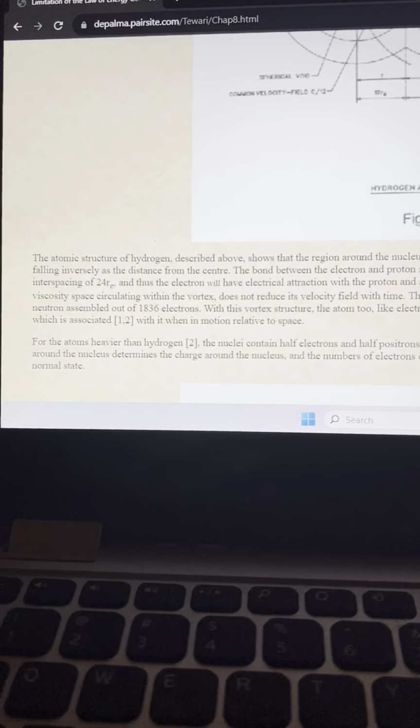For the atoms heavier than hydrogen, too, the nuclei contain half electrons and half positrons to account for the nuclear mass of different atoms. The velocity fields of the spatial spin around the nucleus determine the charge around the nucleus, and the number of electrons orbiting around the nucleus is fixed so as to bring overall neutrality of the atom in normal state.